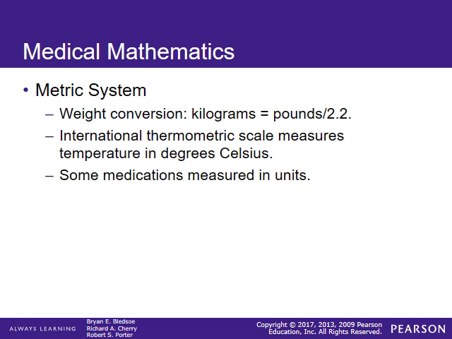And the thermometric scale, where we have the temperature in degrees Celsius versus the Fahrenheit scale, those things are done in tables because there is no direct multiple number that can be used to convert them. Some medications are also measured in units, which complicates things further.